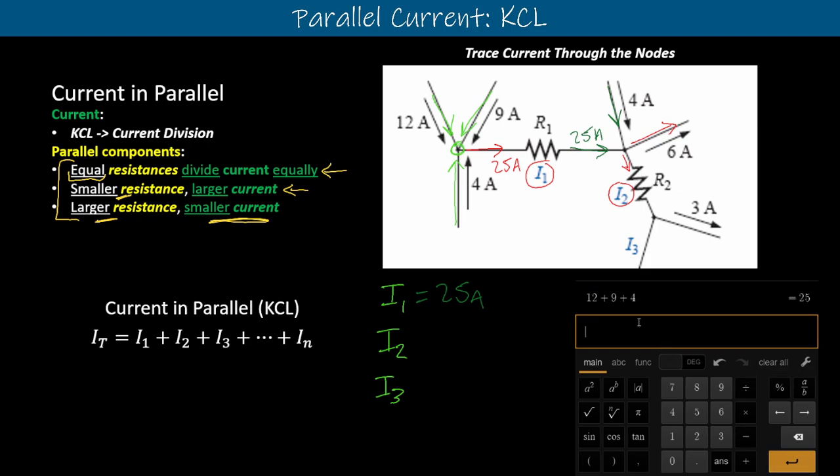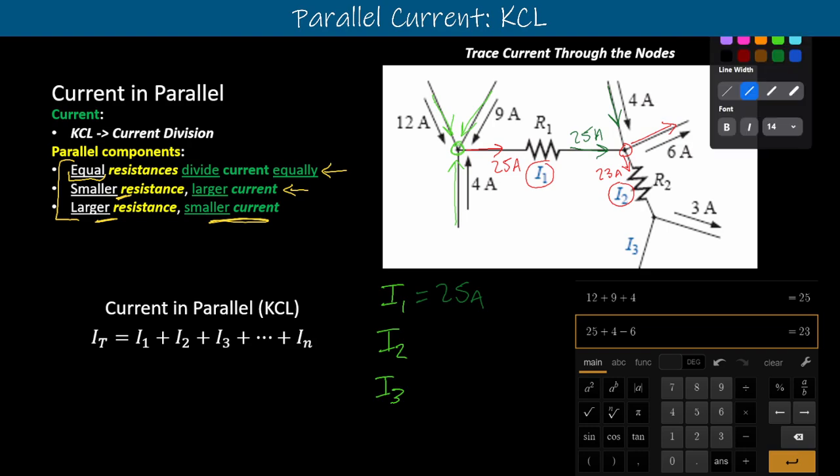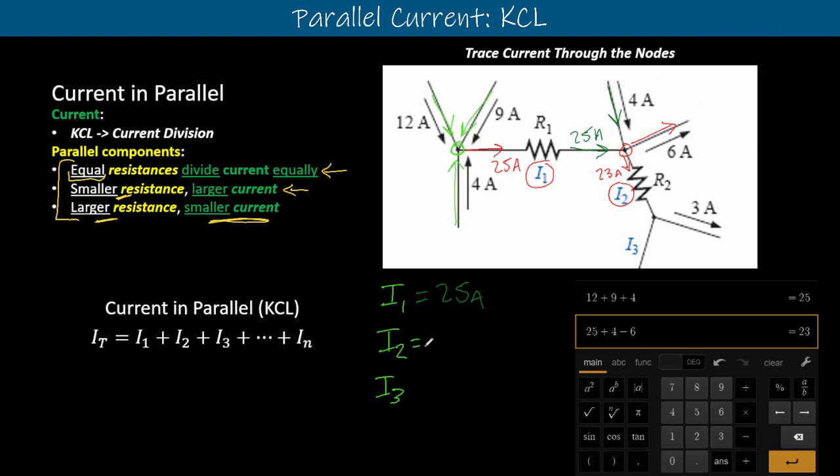So let's solve this out. So we know 25 entered. We'll add that to the 4 amps that entered as well. We'll subtract out the 6 amps that we know left, and that gives us 23 moving forward. 23 amps is leaving this junction node, which means that that is going to be equal to I2. I2 equals 23 amps.